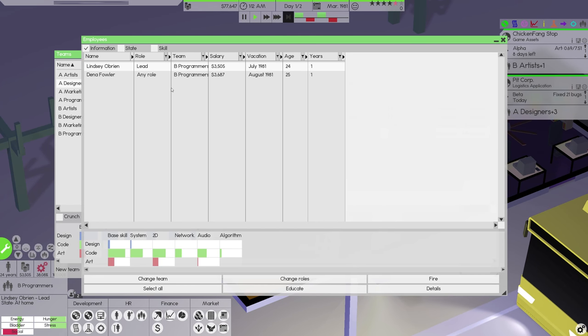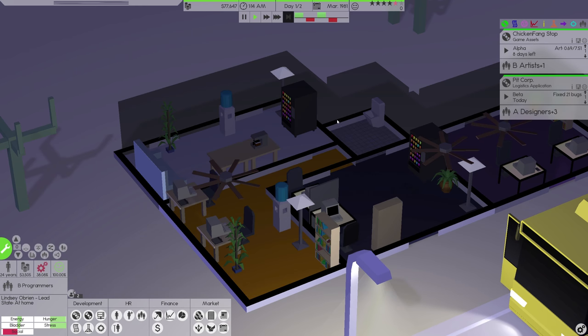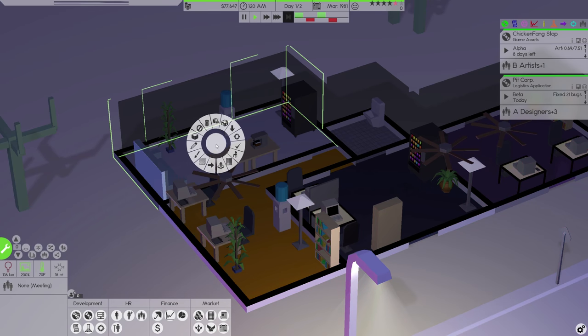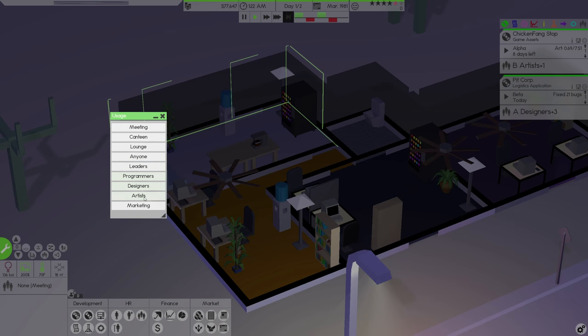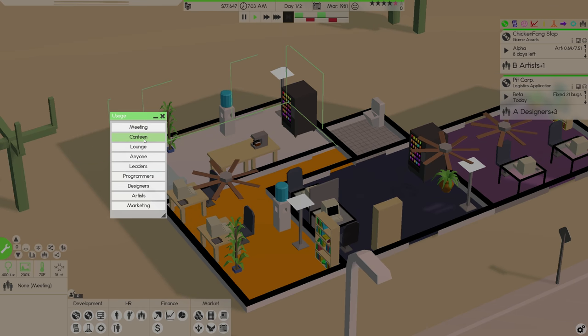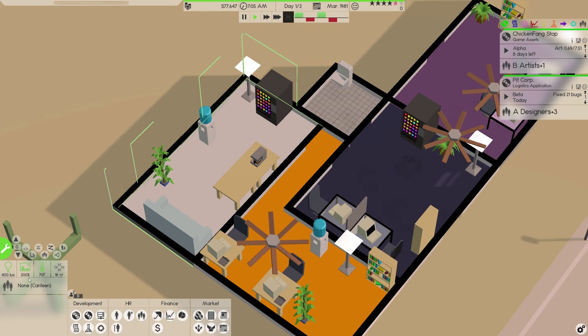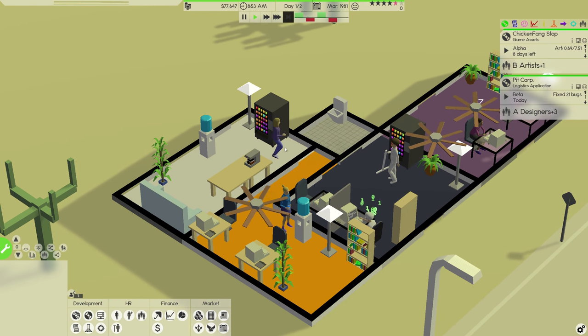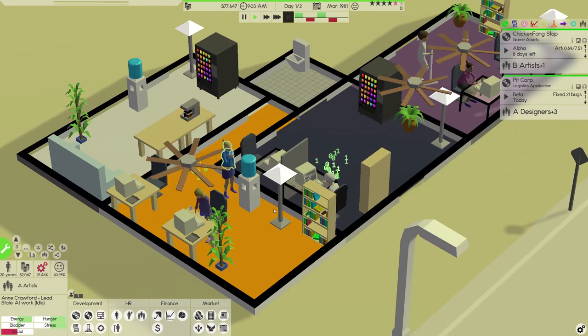Alright, now Lindsay is a lead, Dina, any role, and I hope that they're going to use this room for meetings. You can set what it's going to be used for, so you can say it can only be used for meetings. How about we create a canteen out of this room? Or actually, we're going to let anyone use this, so hopefully they will use it as a team meeting. And I hope that makes them feel better.